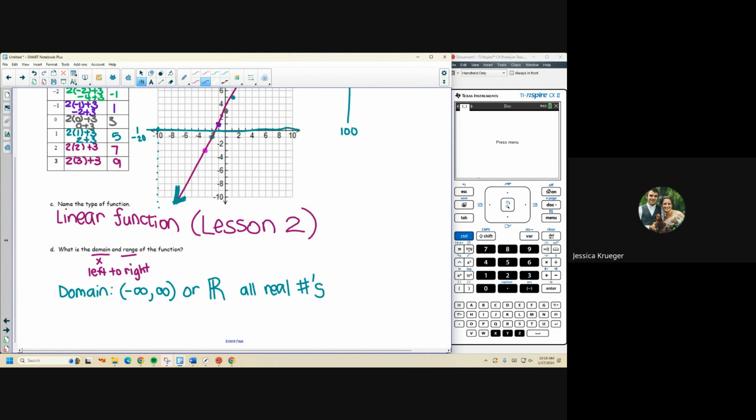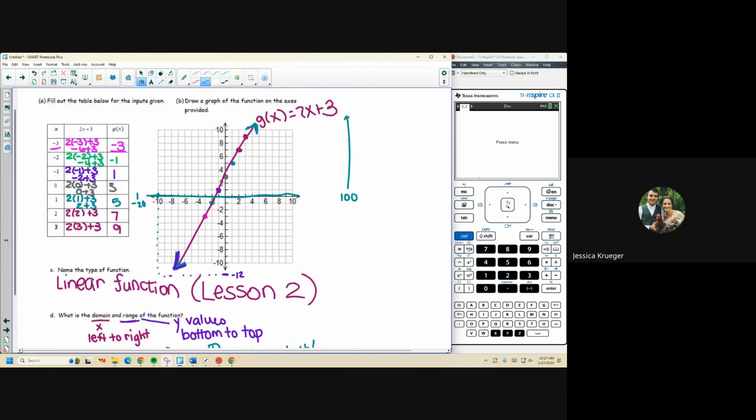The range is your y values, and for your y values, you want to think bottom to top. What's the lowest this function goes and what's the highest it goes? Well, on the left, this arrow is pointing down. It's going to keep going down forever and ever. So if I get to a y value of like -12, there eventually will be a point on my line that hits that. So my range, since my function goes down forever and ever, is going to start at -infinity.